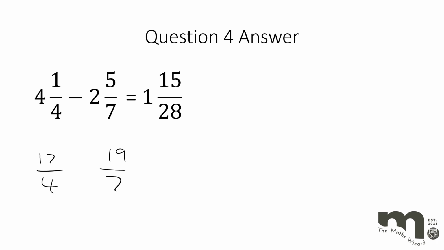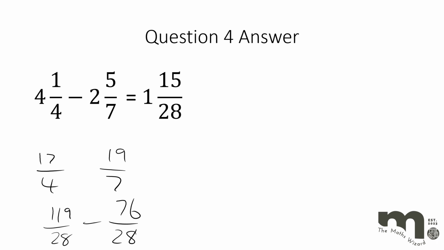Then if we do a subtraction, oh no, we don't do that yet, sorry. We need to make the denominators the same. So next thing we need to do is do 4 times 7, which is 28. Then we've got to do 17 times 7, which is 119. 19 times 4, which will give us 76.